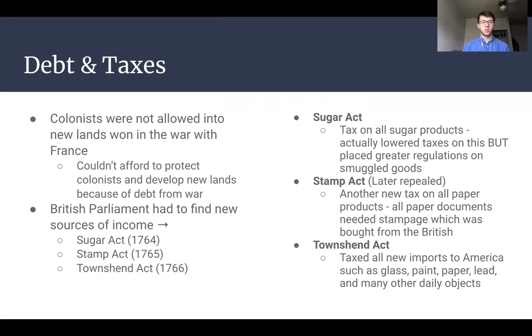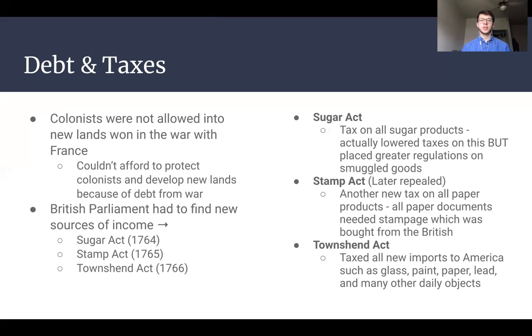The first was the Sugar Act of 1764. Next was the Stamp Act of 1765. And lastly of the 3 was the Townshend Act of 1766. First, the Sugar Act placed taxes on all sugar products coming over to America from the British. While this actually lowered taxes on these sugary products, it placed greater regulations on smuggled goods.